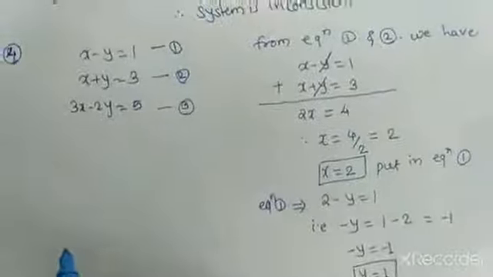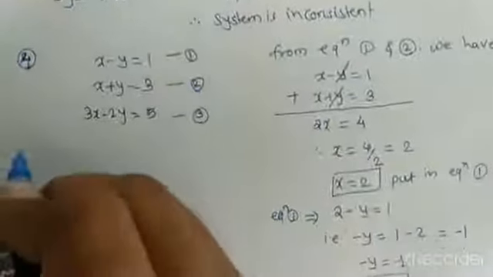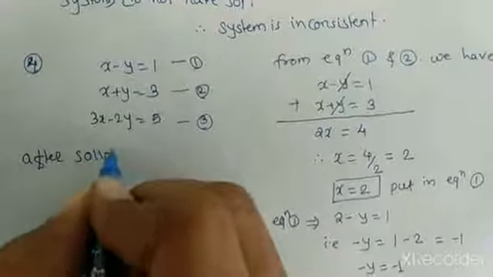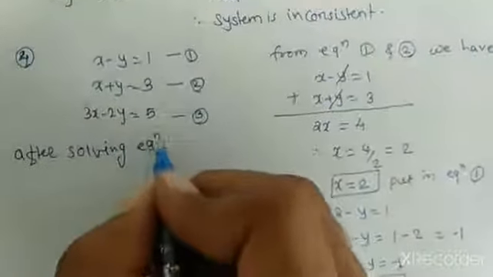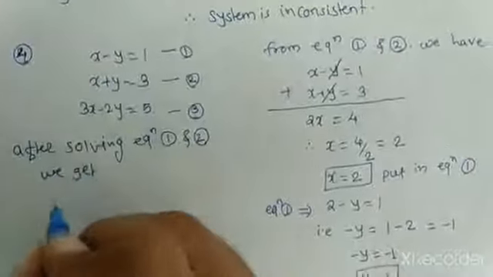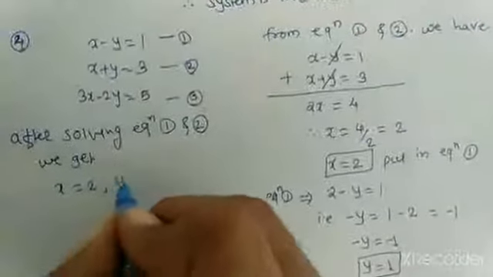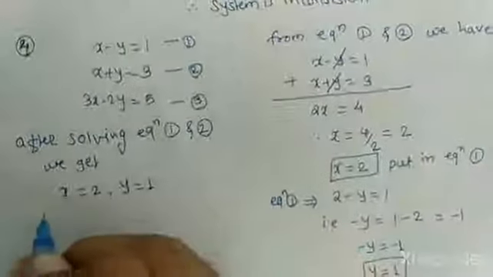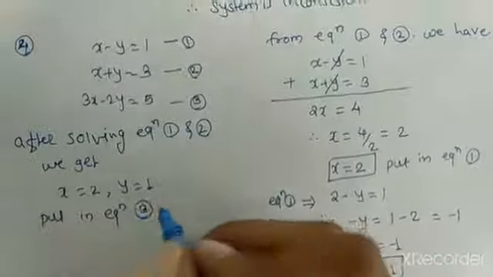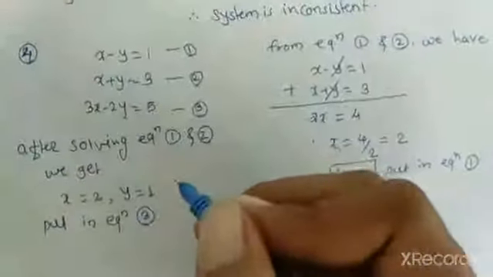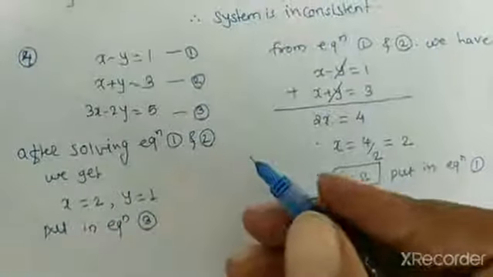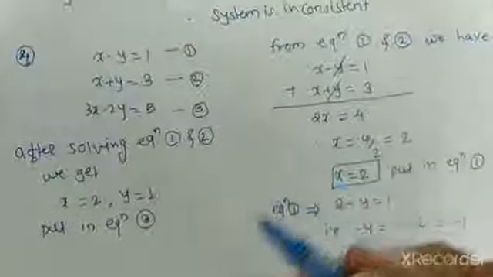Now here we get, after solving equations 1 and 2, x is equal to 2 and y is equal to 1. Put in equation 3, because we have to find the solution of the system. So whether it is verified, whether it is satisfied by equation 3 or not, we have to check there.